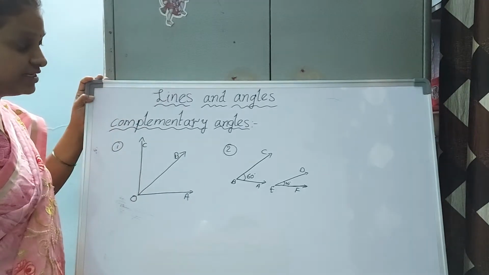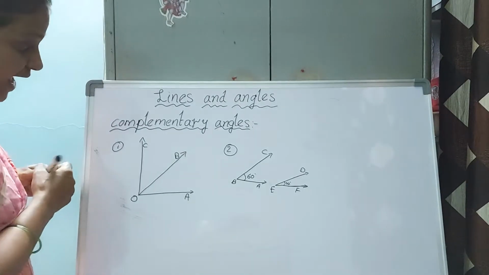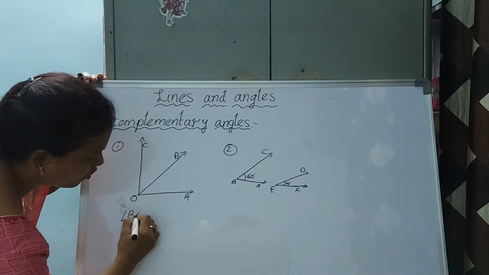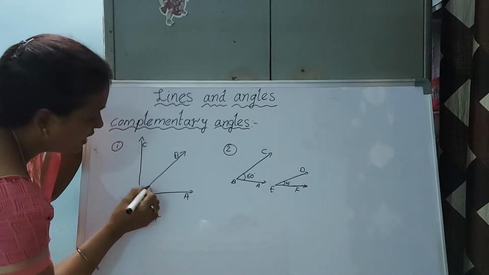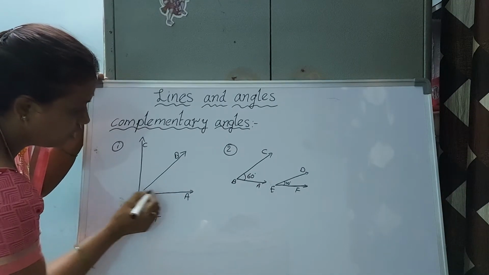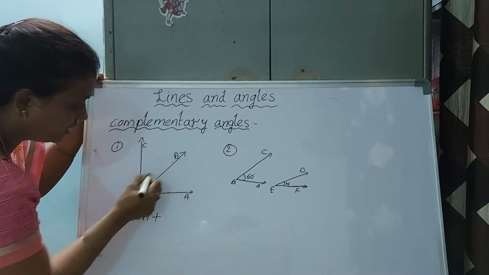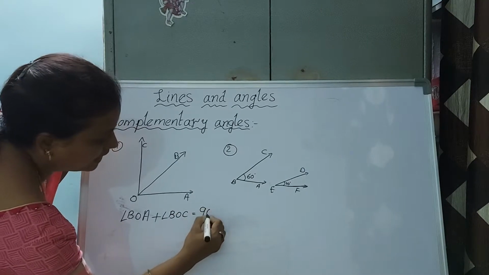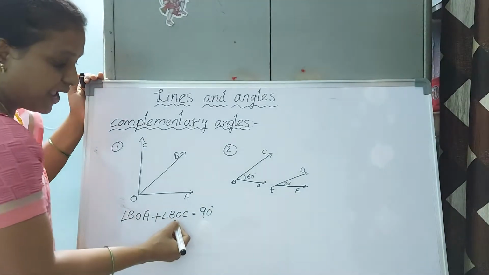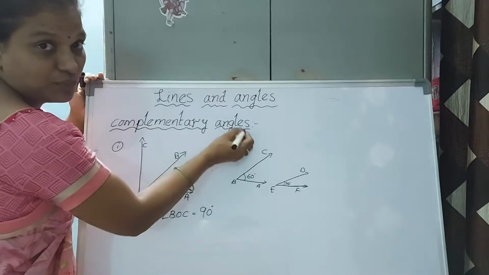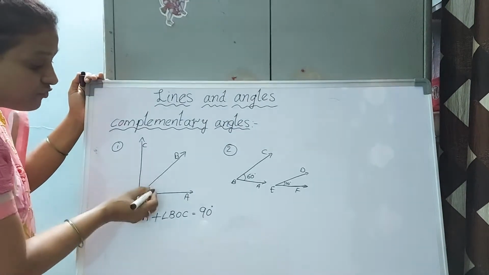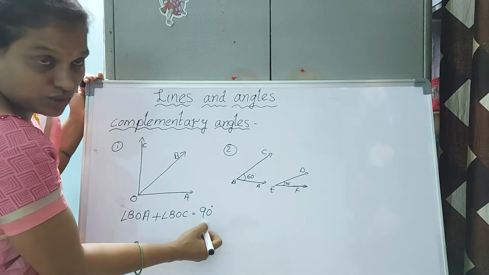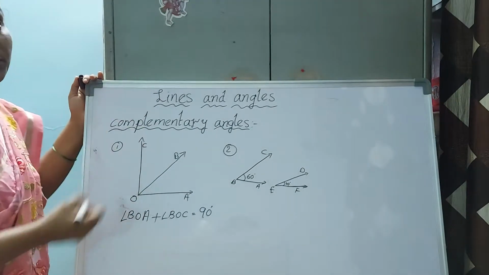What are complementary angles? See, this is one angle, angle BOA, and another angle, angle BOC. If the sum of the two angles is 90 degrees, then we call them complementary angles. A pair of angles, a pair means two, whose sum is 90 degrees, are called complementary angles.